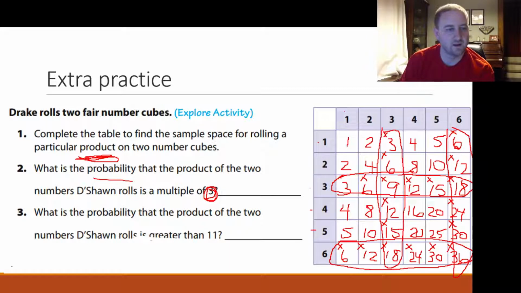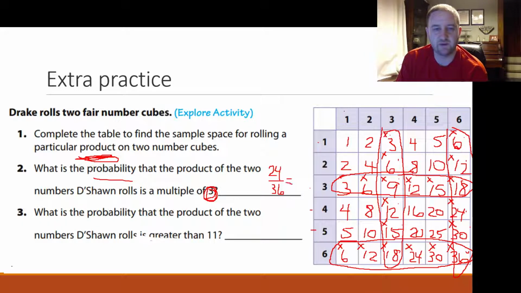Okay? So the probability, so again, there's 36 possible outcomes still. How many of them give us a multiple of 3? Well, we can count them, right? Here's 1, 2, 3, 4, 5, 6, 7, 8, 9, 10, 11, 12, 13, 14, 15, 16, 17, 18, 19, 20, 21, 22, 23, 24 possible outcomes give us a multiple of 3. So the probability then is 24 out of 36.